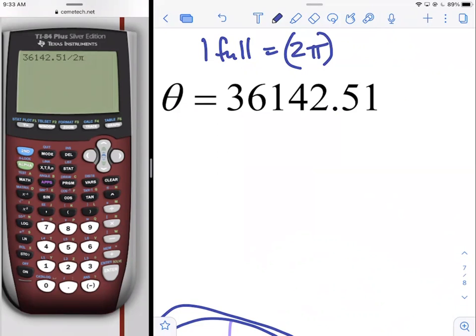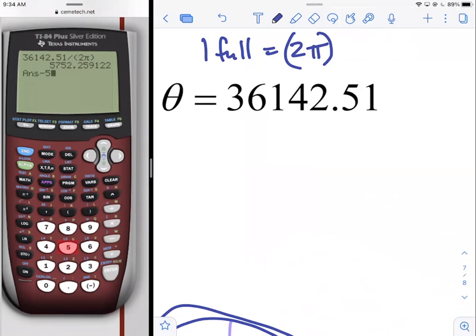Right, yeah, because that's going to divide by 2 and multiply by pi. Your calculator knows the order of operations. So what you've got to do is put parentheses: 2 pi, or divide by 2, divide by pi, 2 division bars. And now, there you go. That's the number of full rotations.